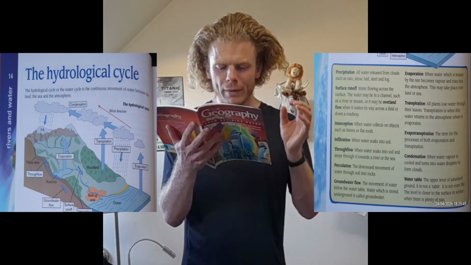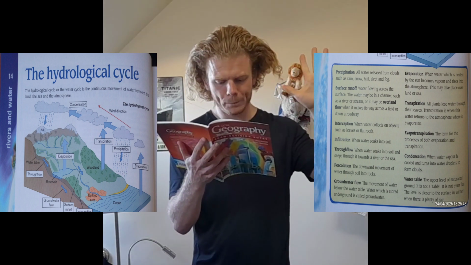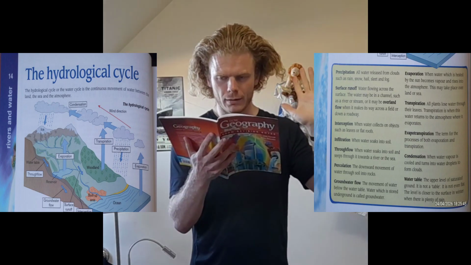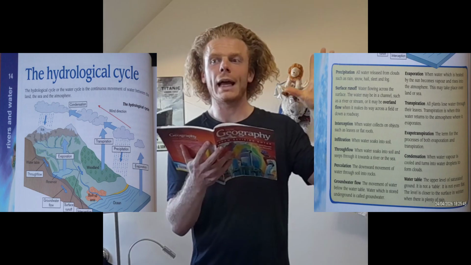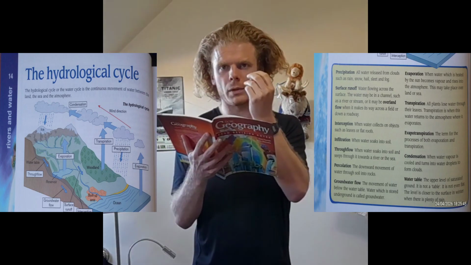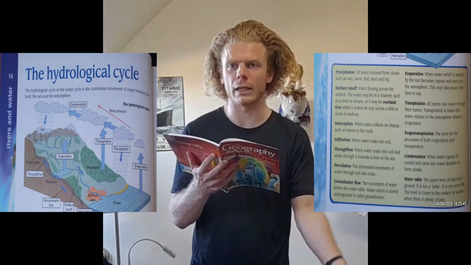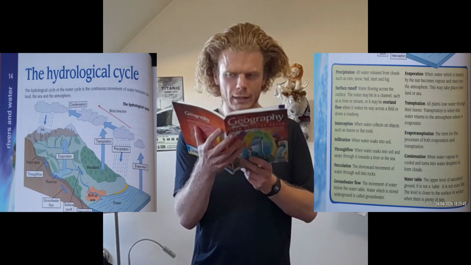Condensation. When water vapor is cooled and turns into water droplets to form clouds. So water is in the air, I think actually in gas. The water is in the air, and then it condenses, it is cooling down. Over time there are some droplets forming, and if it's enough, then it rains down again. And if there's enough rainfall in one place, there's an ocean. A puddle.